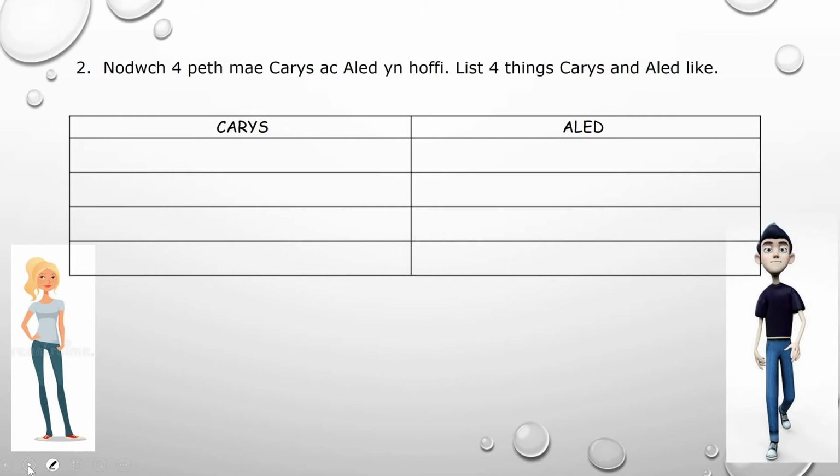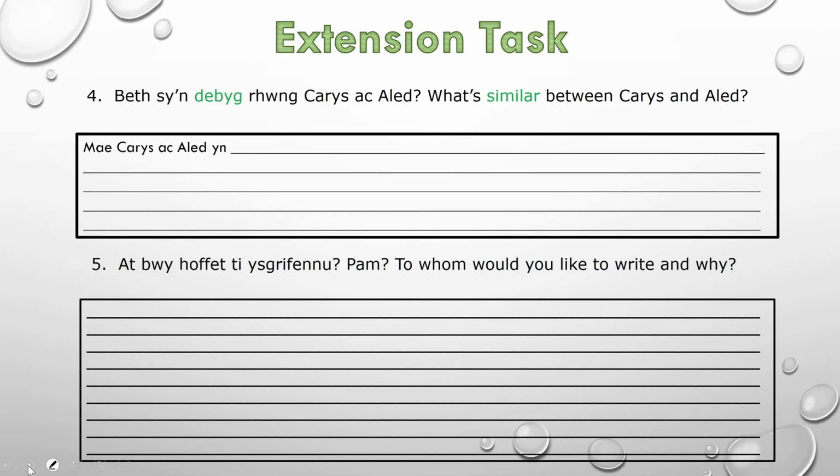So don't always look for hoffi. It might be there once, it might not even be there at all. But anything positive goes in the grid. Iawn te. Symud ymlaen, moving on to the extension task for task 2. This again is a GCSE style question. Beth sy'n debyg rhwng Carys ac Aled? What's similar between Carys and Aled? You will need to write third person sentences here, and one has been given for you.